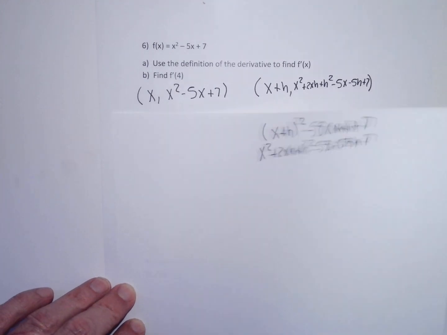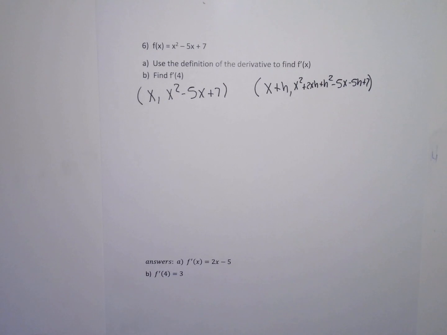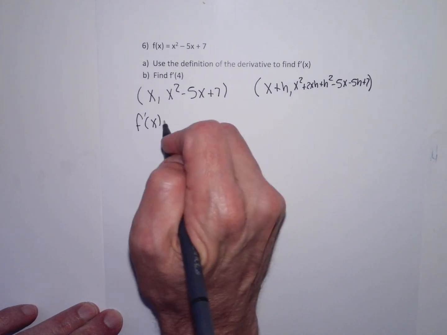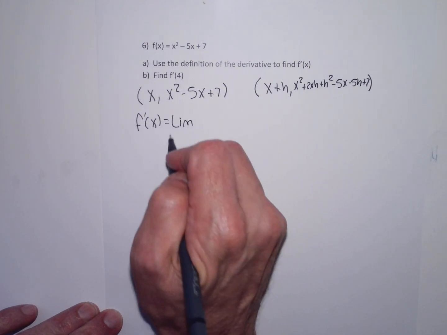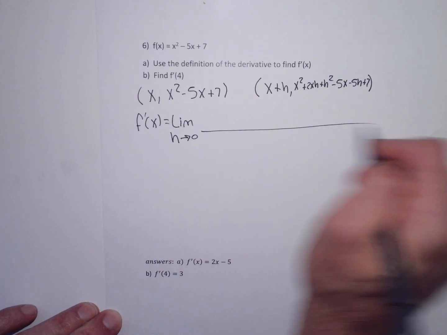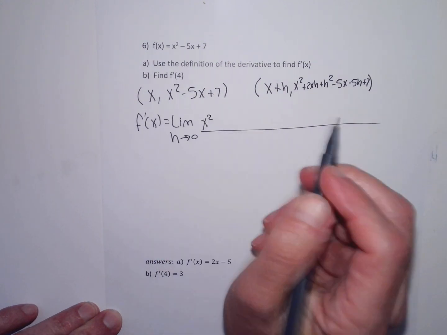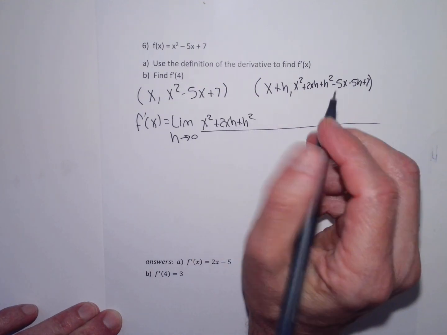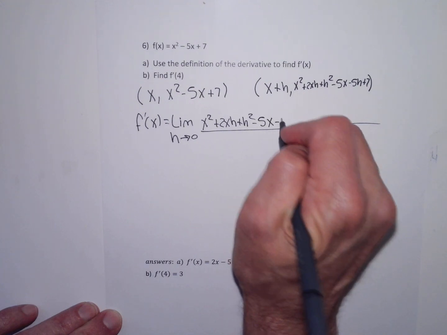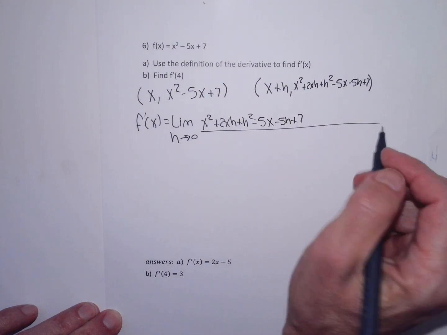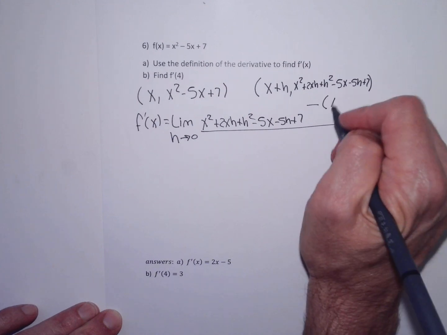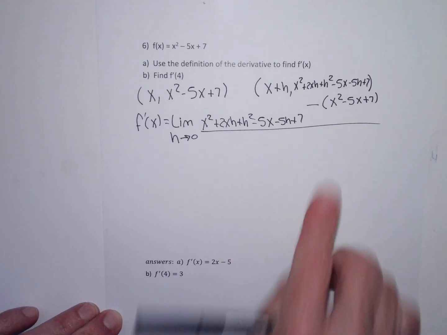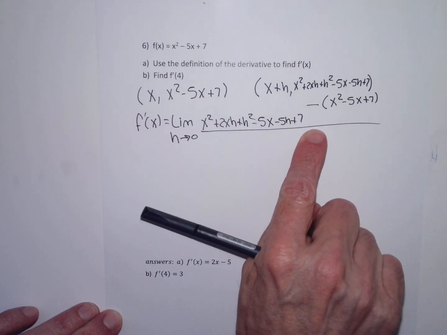Now I have my 2 points. I can find the slope of the line between the 2 points and take the limit as h goes to 0. So the derivative is found by taking the limit as h goes to 0 of y2, which is x squared plus 2xh plus h squared minus 5x minus 5h plus 7, and then minus y1, which is x squared minus 5x plus 7. Instead of doing this in 2 lines, I'm putting the minus up high so I can clear the parentheses that I would naturally put in.